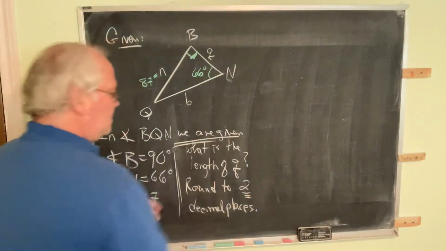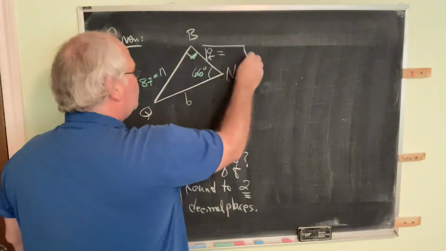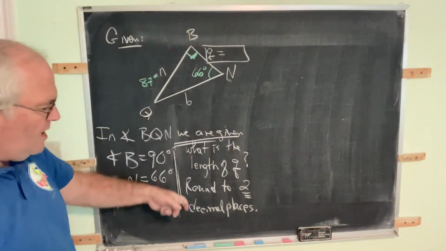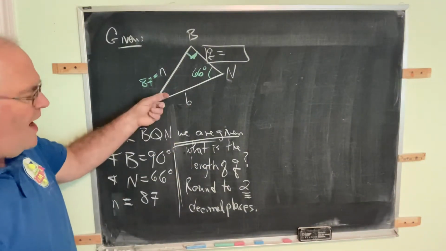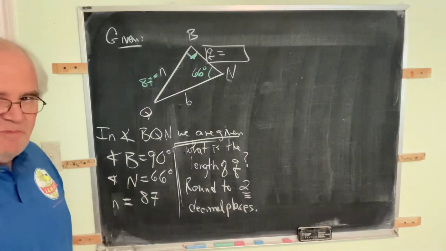The question we're asked is, what is the length of Q? This is the only thing we're asked to find. Yes, we could find angle or side B, but we're not asked to. We could find angle Q. We're not asked to do that. So make sure you just answer the question you've been asked.